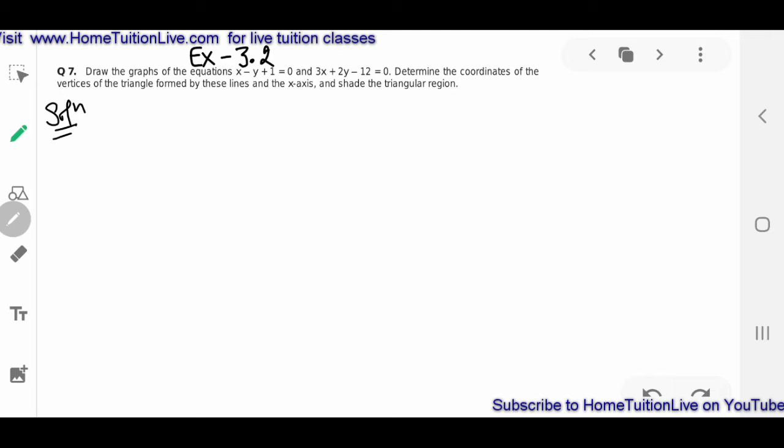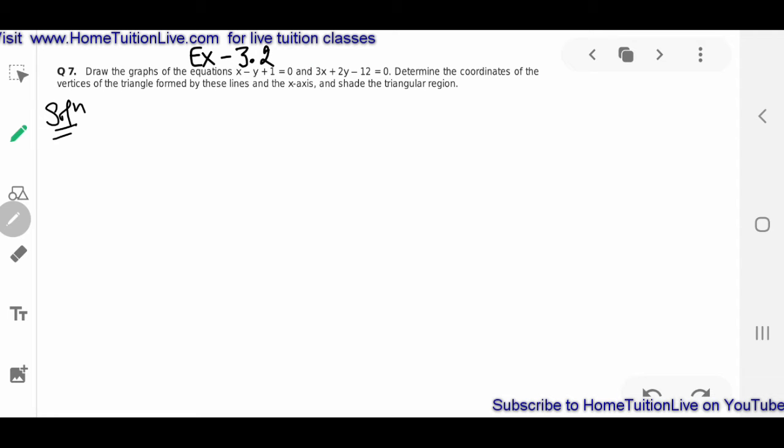In front of us, we have question number 7 of exercise 3.2. Draw the graph of the equations x minus y plus 1 is equal to 0 and 3x plus 2y minus 12 is equal to 0 and determine the coordinates of the vertices of the triangle formed by these lines and the x-axis and shade the triangular region. When we draw the graph of these two equations, we will get a triangle with the x-axis.